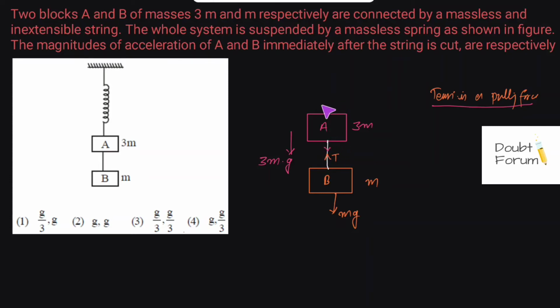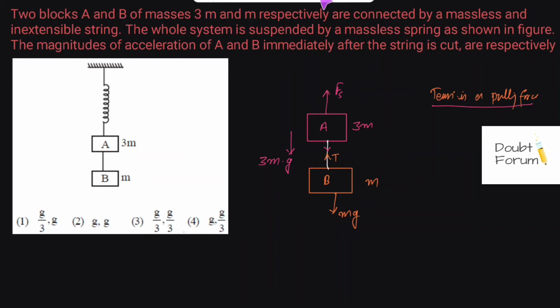Now apart from that, there would be one more force, which is due to this spring, and it would be upward. So let's take the spring force as Fs. In this scenario, when the system is like this, the whole system is stationary. So the net force on this whole system is 0. So we can simply balance the forces.